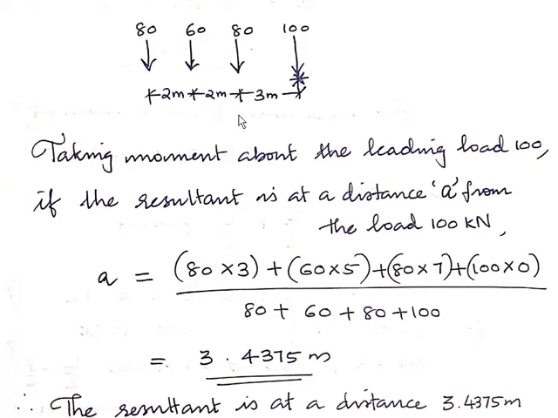So we have calculated the distance of the resultant from this point, that is from the 100 kilonewton load, by finding all the moments due to all the loads divided by the total loads. The value of the distance of the resultant from this 100 kilonewton load is 3.4375 meter.